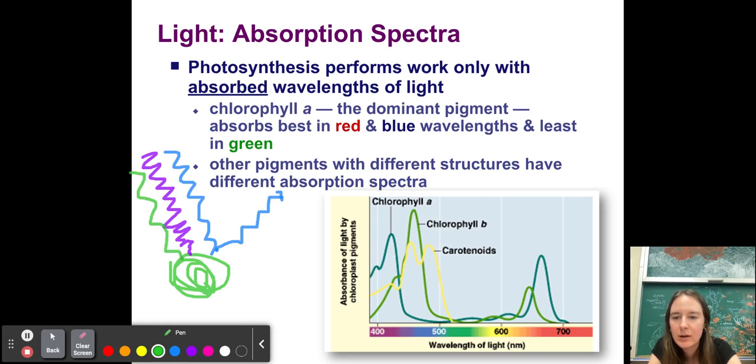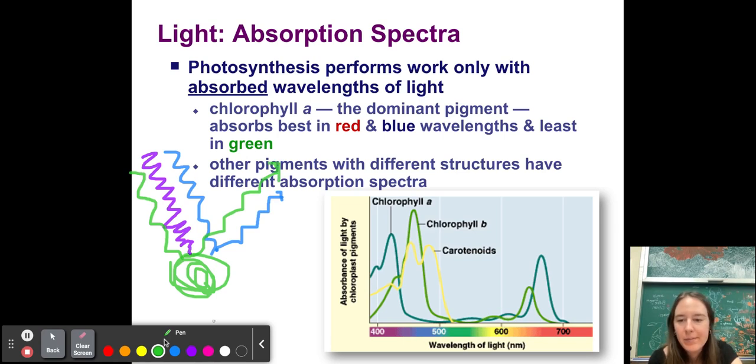When it hits the chlorophyll molecule, this pigment right here, is anything absorbed? No, there's low absorbance. Absorbance means it goes in, it stays in. It's all reflected, so green is reflected off.